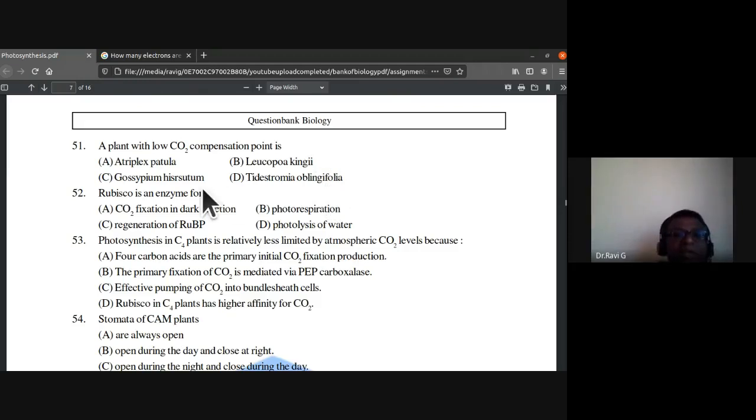Gossypium hirsutum is the scientific name of cotton. Then Atriplex oblongifolia. So a plant with a very low carbon dioxide compensation point. 51st, the answer is A, Atriplex petiolaris. This is the answer.